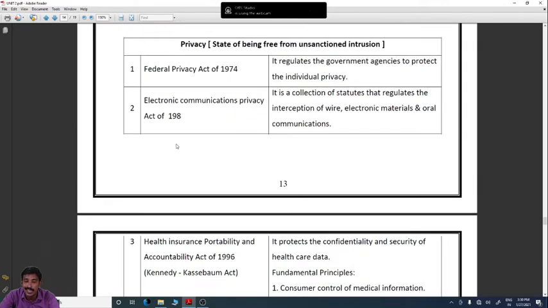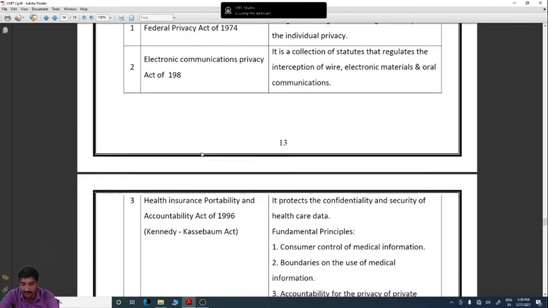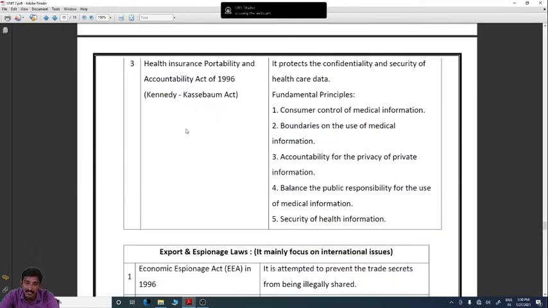So these three laws mainly focus on the privacy of the person. It may be an individual or the privacy of an organization.